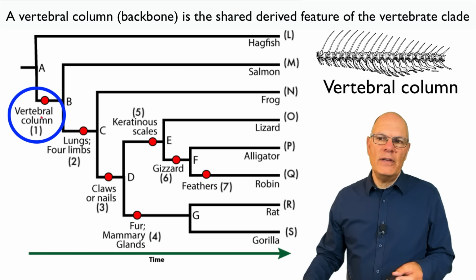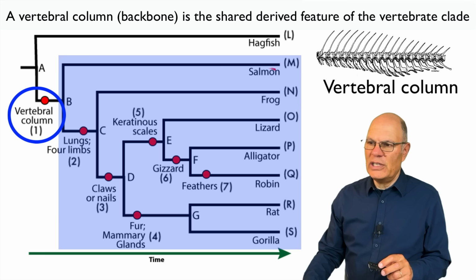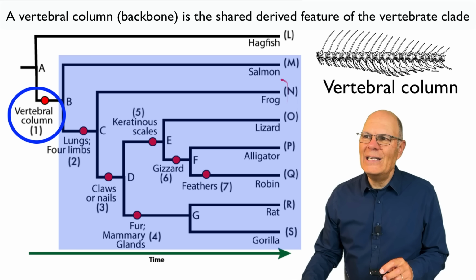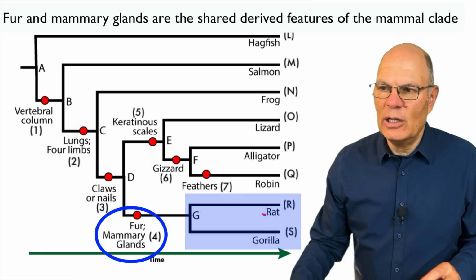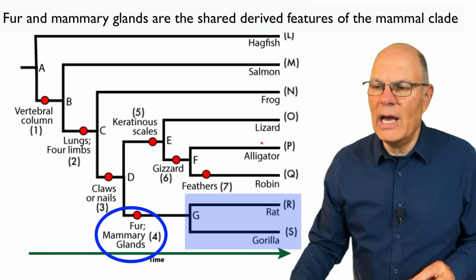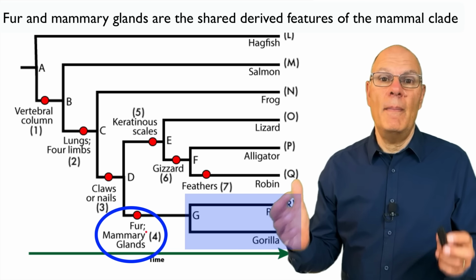The shared derived feature vertebral column separates this clade that includes all the salmon through gorilla, and it excludes the hagfish. Fur and mammary glands separates the clade that includes rats and gorillas from all the other organisms. These are mammals, and those are shared derived features of mammals.